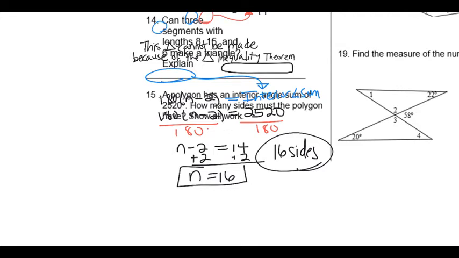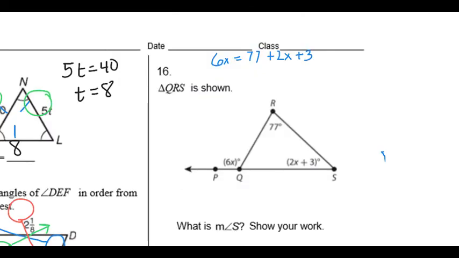My number 16 is an exterior angle theorem problem again, which means that I can add the R with the S, add those together, and they should equal the 6x. So set up your equation, which we end up with 6x equals 77 plus 2x plus 3. 6x equals 80 plus 2x. Subtract the 2x on both sides. 4x equals 80. x equals 20.